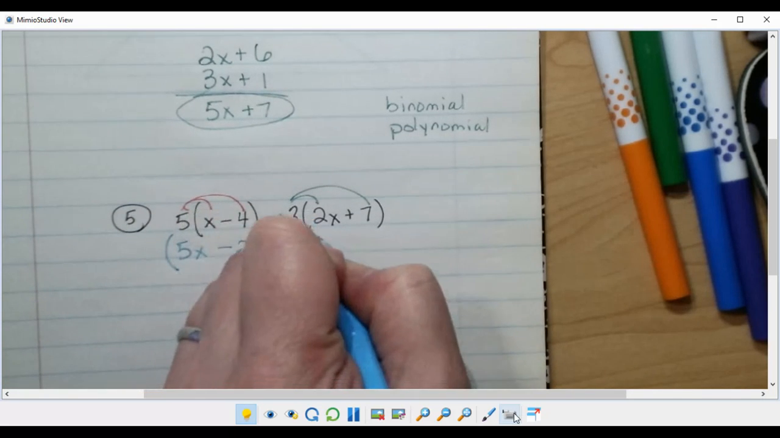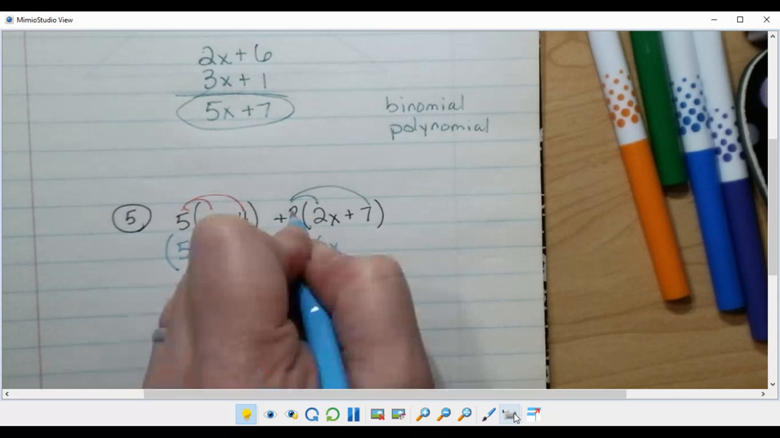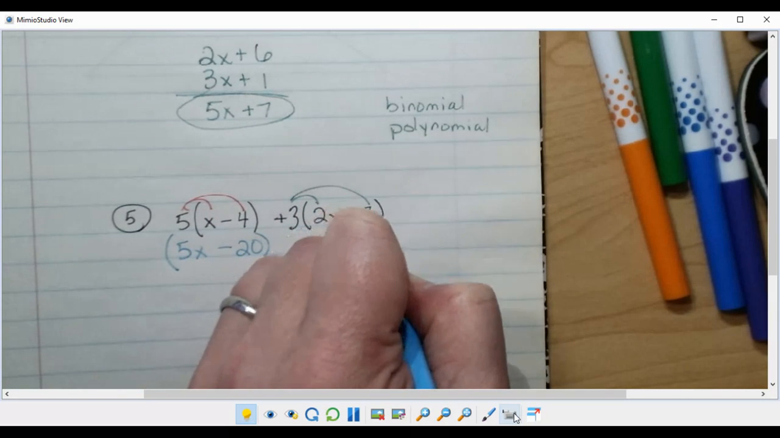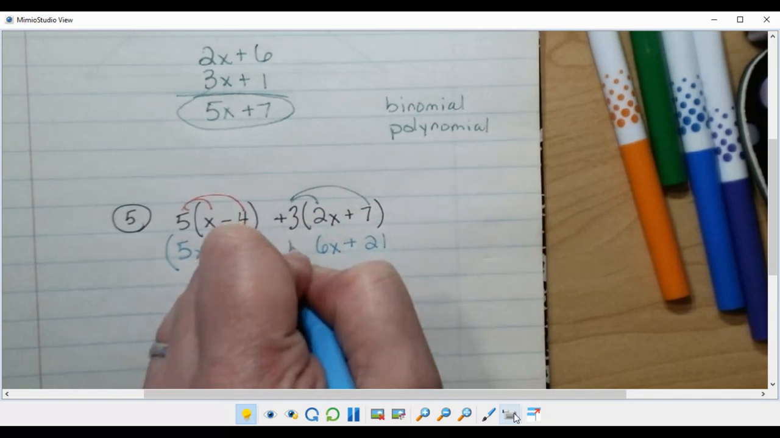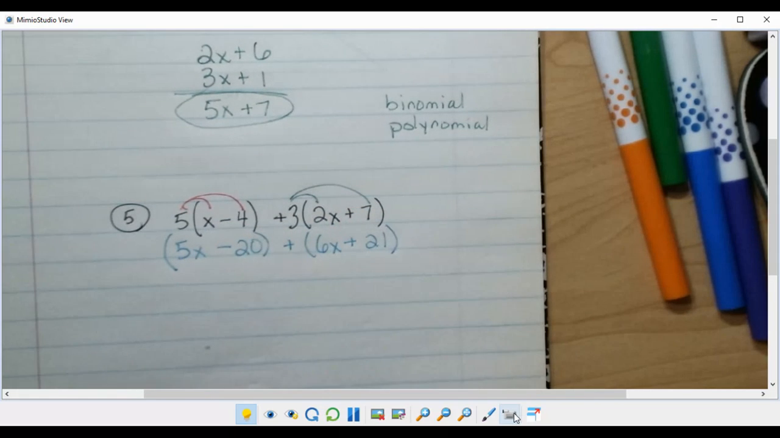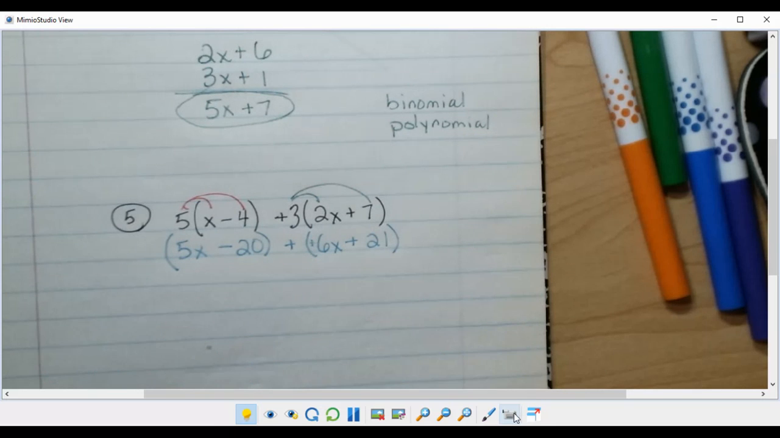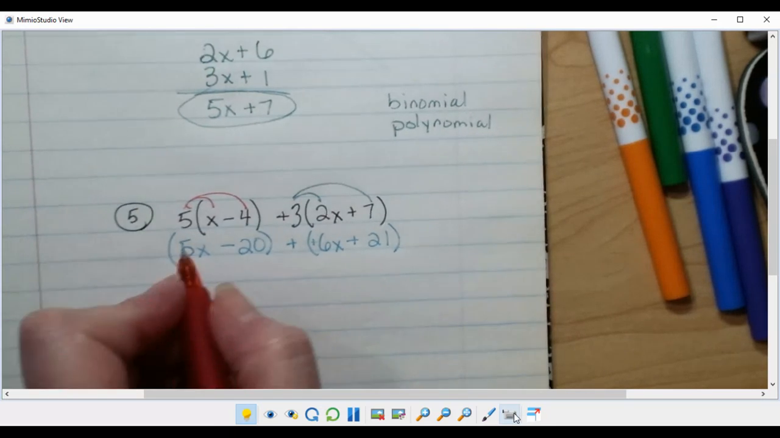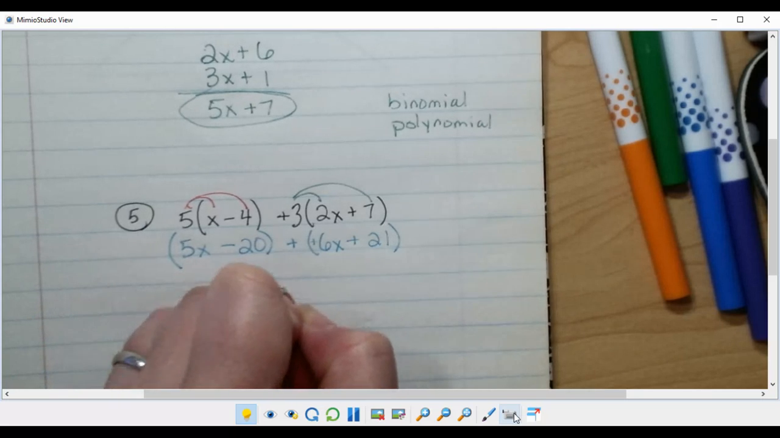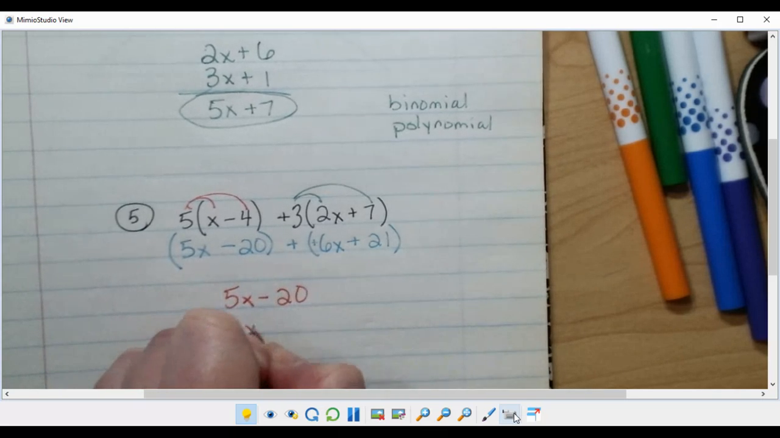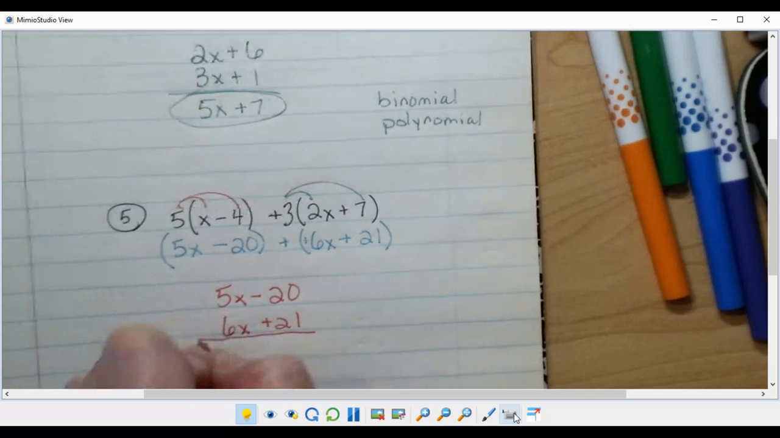3 times 2x is 6x. 3 times 7 is 21. These were all positives. Now, I could put a little plus sign in here. Generally, I don't. I probably should. Okay, now I can stack them: 5x minus 20, and 6x plus 21.